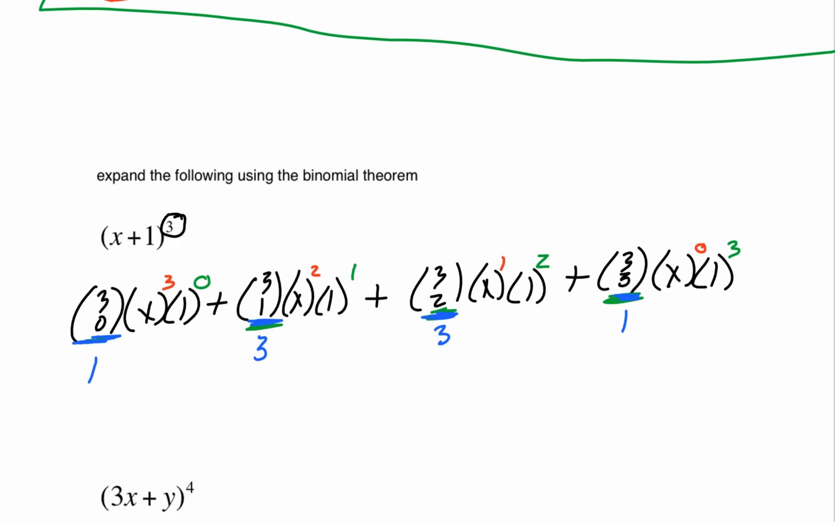And then next, well, x to the third is just x to the third. So these are being multiplied. Anything to the 0 power is 1. x squared is just x squared. 1 to the 1 is 1. It's going to be multiplied. x to the first is x to the first. 1 squared is 1. x to the 0 is 1. Anything to the 0 power is 1. And 1 cubed is 1. Let me just simplify a little bit.